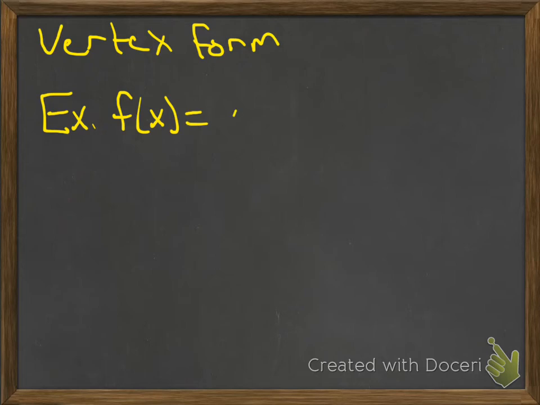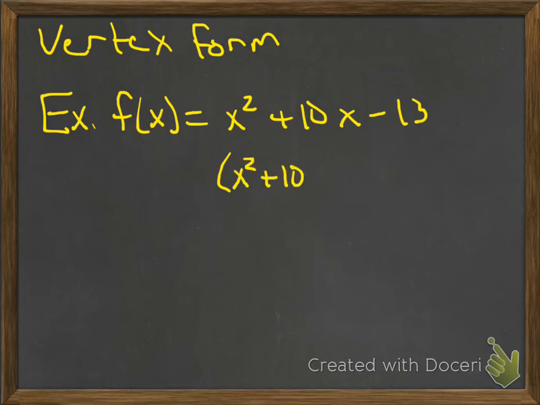So this one is f of x is equal to x squared plus 10x minus 13. Now, what you want to do here is separate. The minus 13 is going to be outside the parentheses, and the x squared plus 10x is inside, because that's what we're going to make into a perfect square trinomial. That way it will be ready to look like what it needs to for vertex form. Because remember, vertex form is x plus or minus h, close the parentheses, squared, plus or minus k.